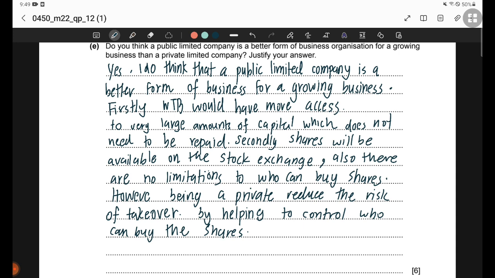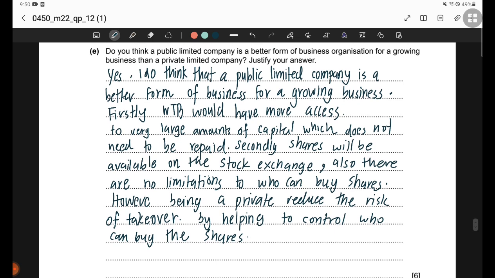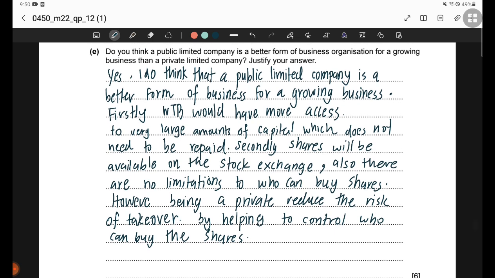Secondly, shares will be available on the stock exchange. That is another good one. Also, there's no limitations to who can buy your shares. So we all know that with private limited companies, you can't possibly sell your shares to the public. You only have to sell it to close friends or family members. Other than that, you are not allowed to do so. So this is a good thing, I would say. Maybe, but it can also be a bad thing, by the way. So you can write this point in the justification as well.